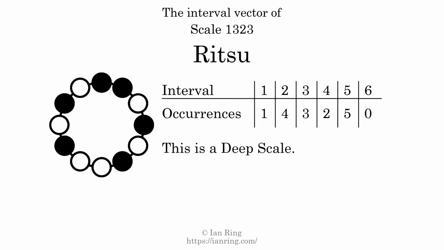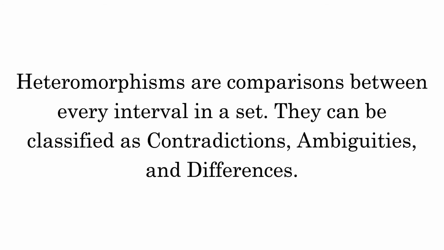Each interval appears in this scale a unique number of times. This is rare, and we call this a deep scale. Heteromorphisms are comparisons between every interval in a set. They can be classified as contradictions, ambiguities, and differences.